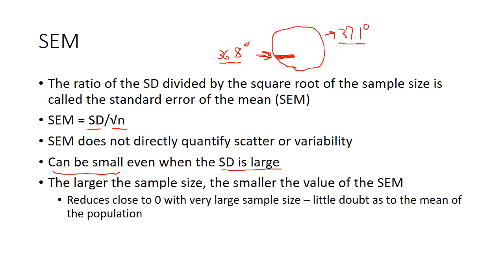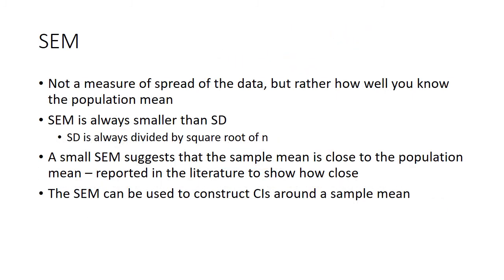So again, we'll use this occasionally. It's probably not used as often as standard deviation, but it's another value you want to at least be familiar with when evaluating the literature. Again, it's not a measure of the spread of the data, but of how well you can approximate your data back to the entire population.